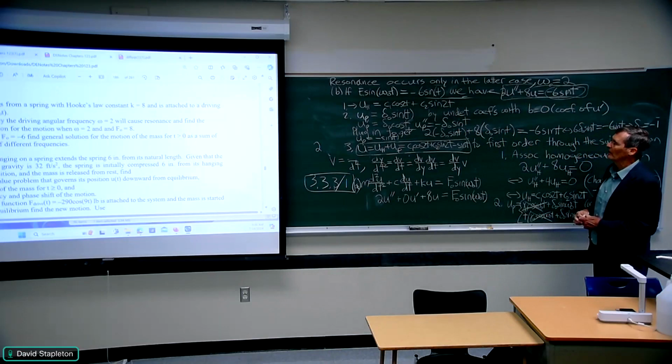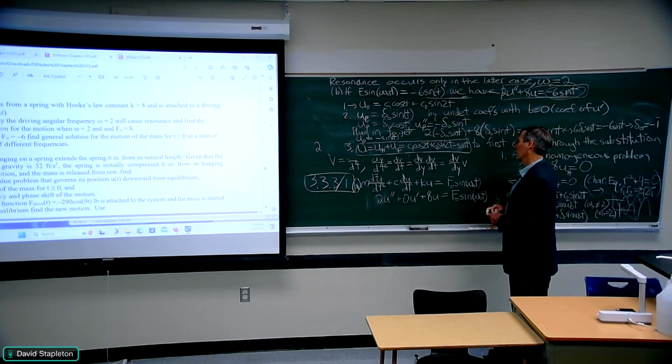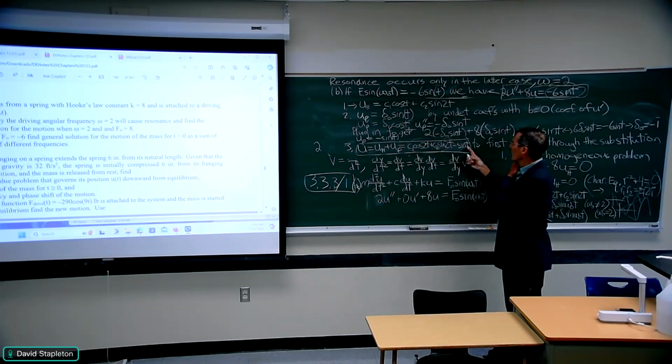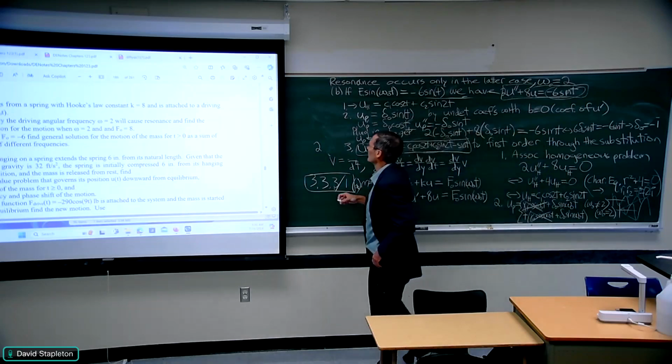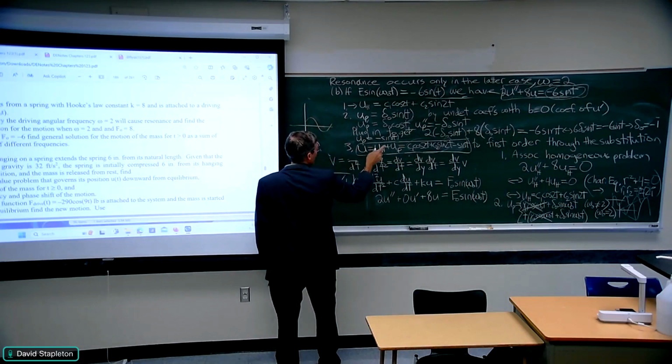So this solution, when the driving force is sinusoidal, not at the same frequency as the natural resonant frequency for the function, is the sum of 2 sine waves. This can be written as a sine wave of angular frequency 2. This can be written as a sine wave of angular frequency 1. So the period of this is 2 pi over 2, which is pi, and the period of this one is 2 pi. And so what you have is you're adding a wave of period 2 pi and a wave of a different amplitude of period pi that oscillates twice as fast.